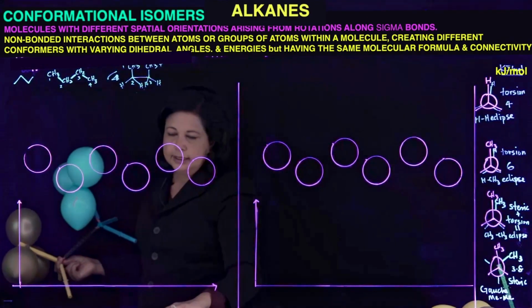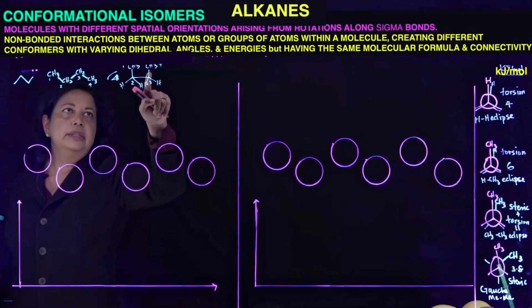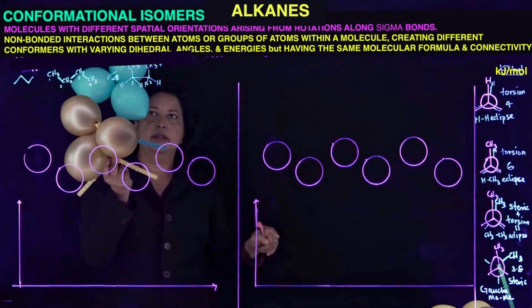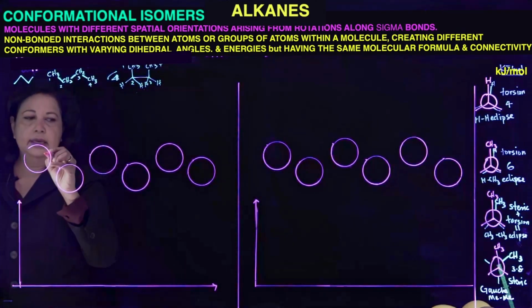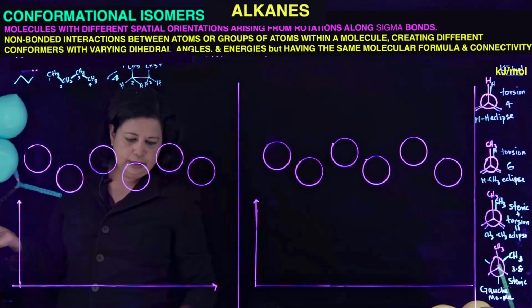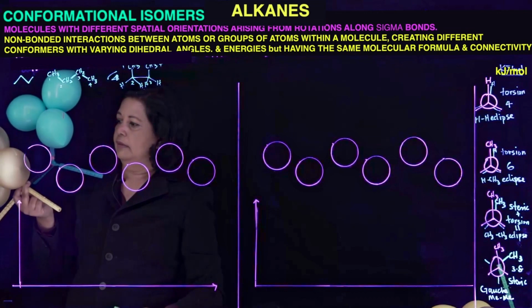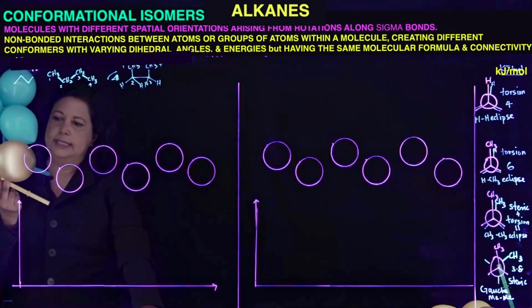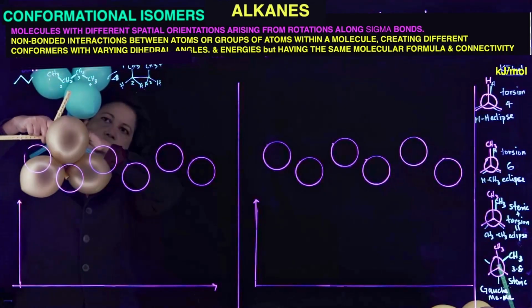Let's draw it out. This is going to be your syn. Your methyl and your methyl are going to be facing each other. So I'm going to rotate, let's say, your front carbon and keep your back carbon the same. I could have very well chosen to do the opposite. We'll keep the back carbon and rotate the front carbon.